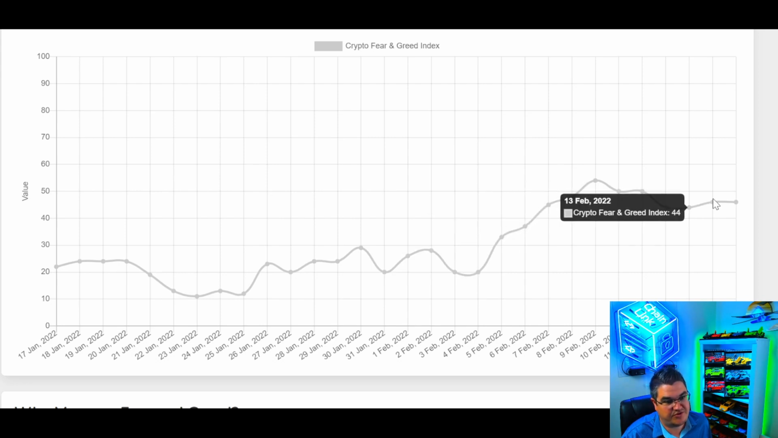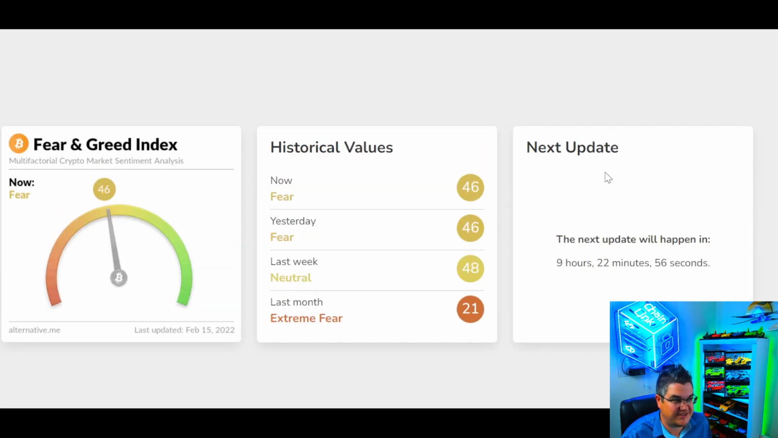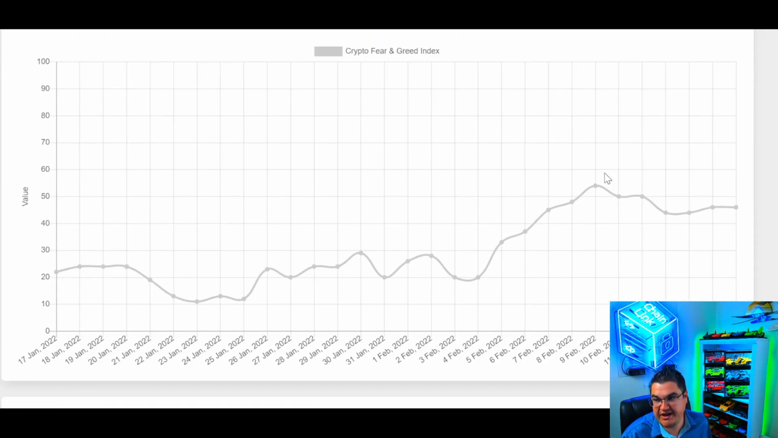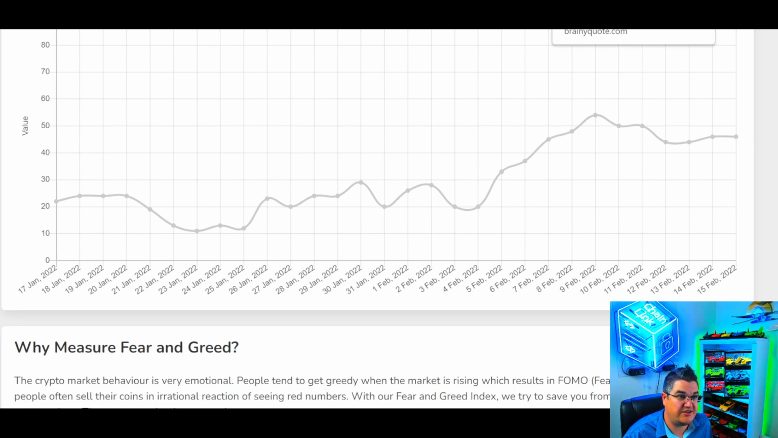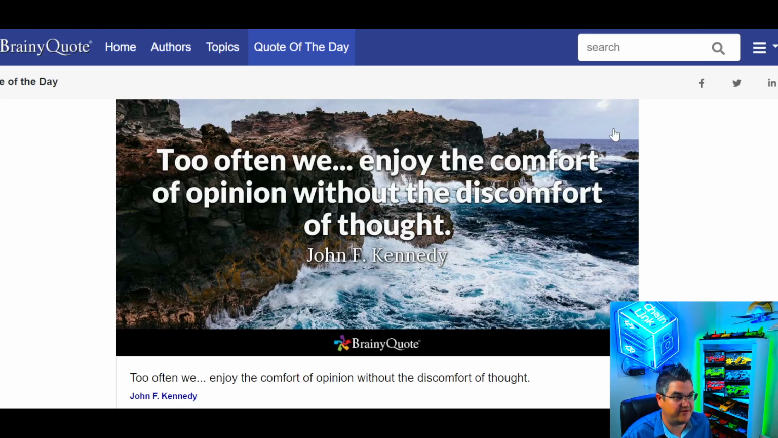Crypto Fear and Greed Index. Currently, we're trying to make a higher high. We're still in fear at 46, but as you can see from our pattern down here, I would like us to break above 54 to see a continuation in prices to the upside, for the odds anyway.